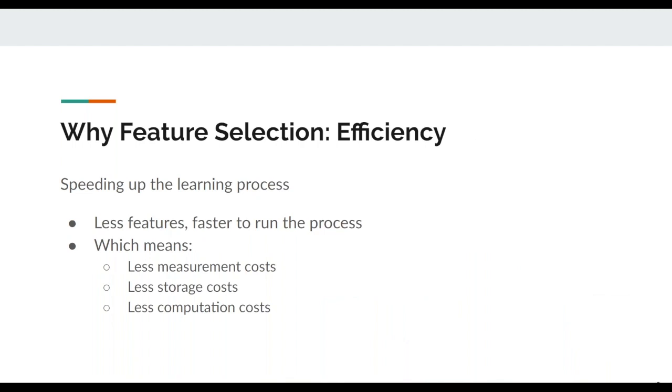Additionally, going beyond the performance itself, the accuracy, precision, and recall, feature selection can improve how fast the learning process goes. The straightforward approach here would be less features, fast run. But this is also another aspect: a fast run also means that you have less cost for measurements, less cost to store information, and less cost to compute.